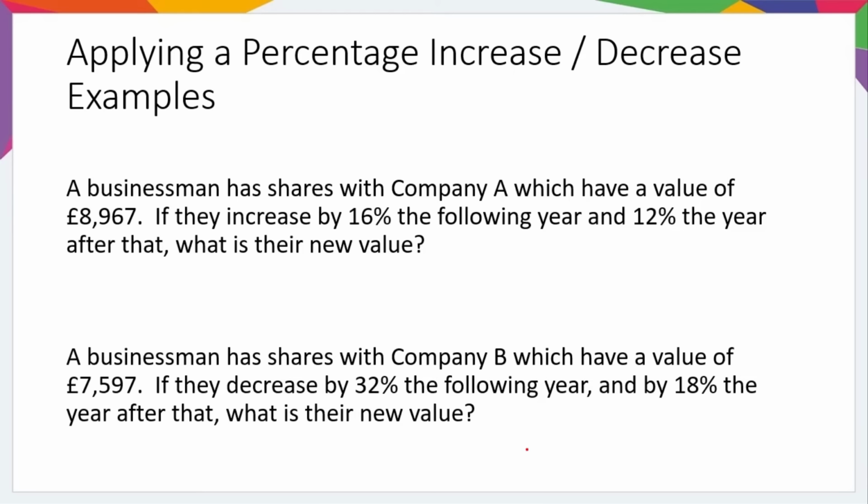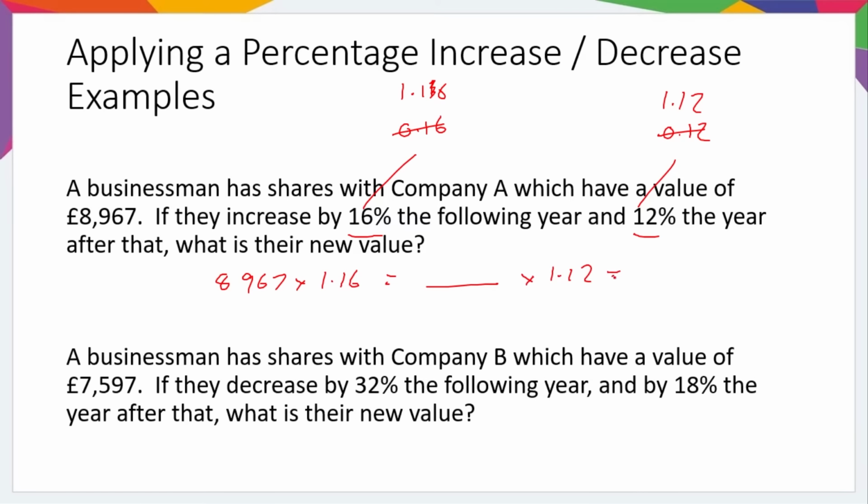So let's have a look at another example here. So here we've got two increases. So what we could do, the percentage multiplier for 16% is 0.16 and 12% is 0.12. But for an increase, it's going to be 1.16 and 1.12. So after the first year, the shares will be 8,967 multiplied by 1.16, and that will give us our new value. And then this new value, we would multiply by 1.12 to give us our final answer.